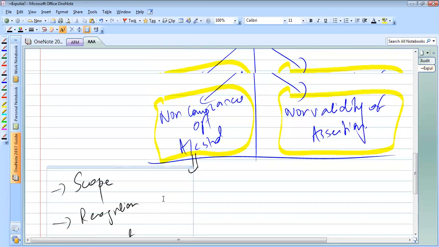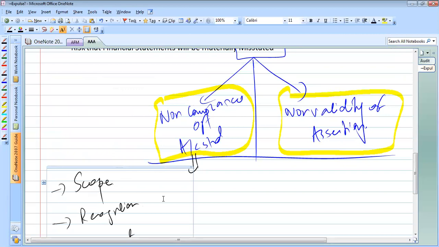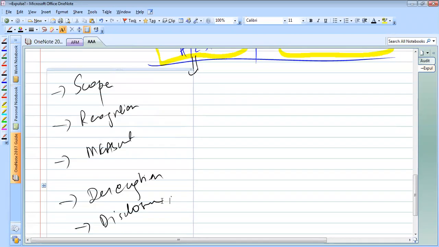So a misstatement in the financial statement would mean that you have not complied with the relevant accounting framework. Why? Because the financial statements have to be prepared in accordance with the applicable financial reporting framework. And if you have not followed that framework, that means you have not complied with it. Now, how do we not comply with the financial reporting framework? I'll give you various examples.